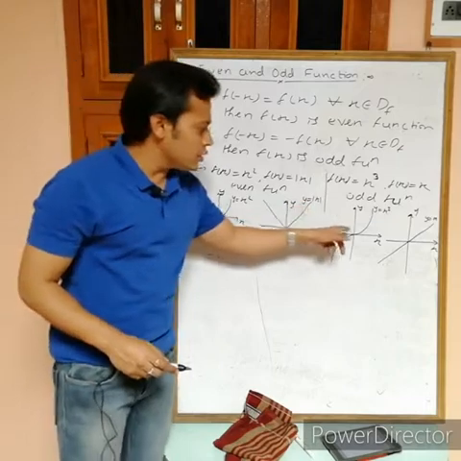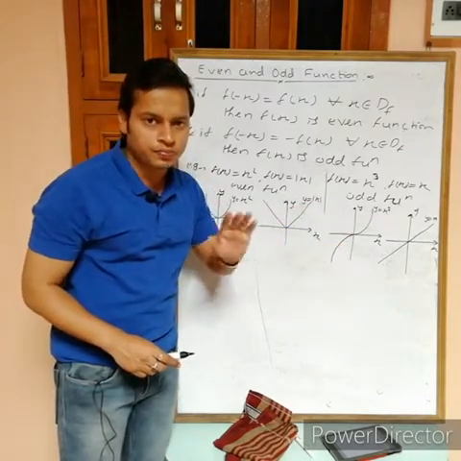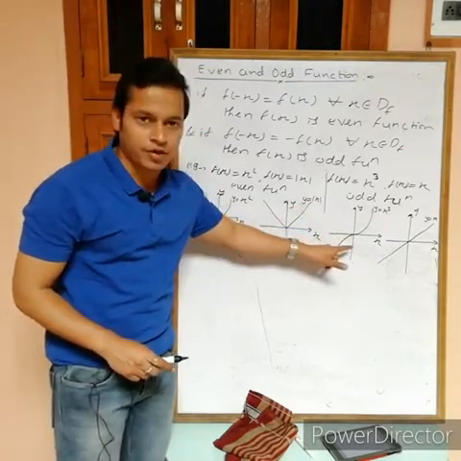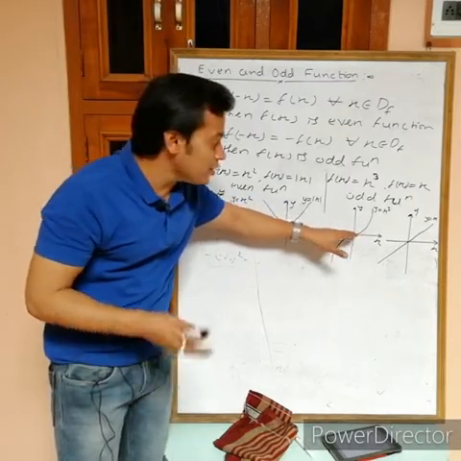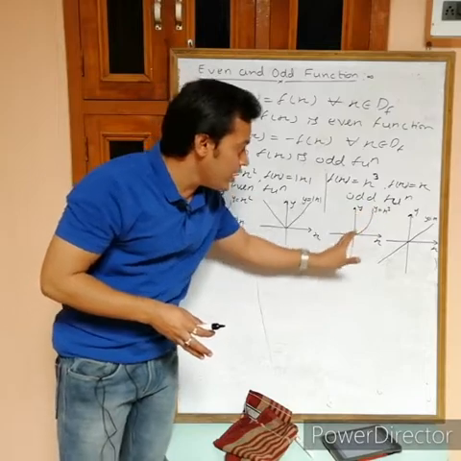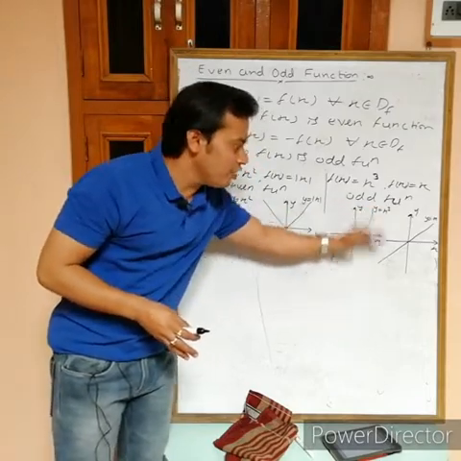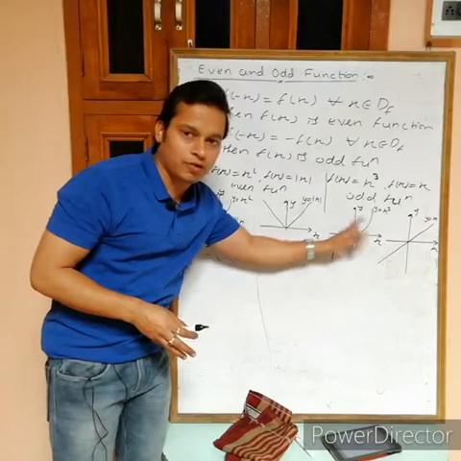Now can you say that this one is symmetric about the x axis? This is not symmetric about the x axis. This will be symmetric about the x axis if the graph is like this one and this one, the same graph above and below. So this is not symmetric about the x axis.